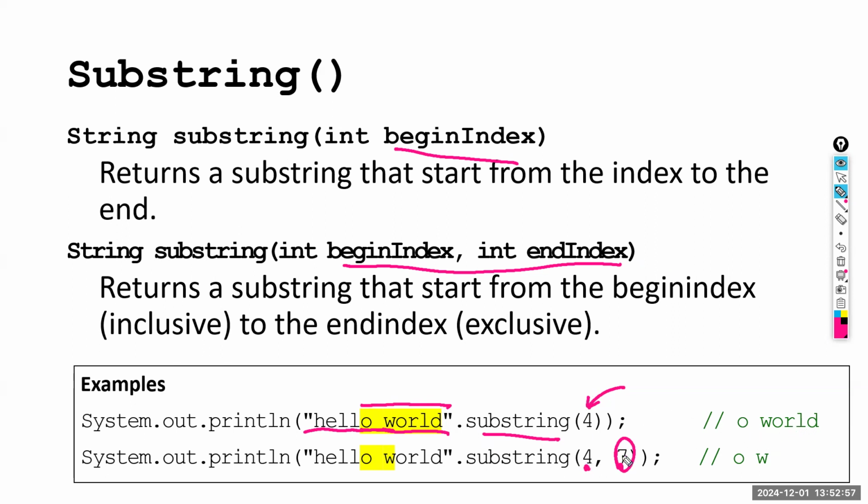But if you provide two parameters, the starting index is the fourth one in this case, the ending index is 7, that is 0, 1, 2, 3, 4, 5, 6, 7. But remember that the end index is exclusive. So don't think that this is inclusive, the second index is exclusive. Therefore, the output will be O space W. Right? This is exclusive, this is inclusive.